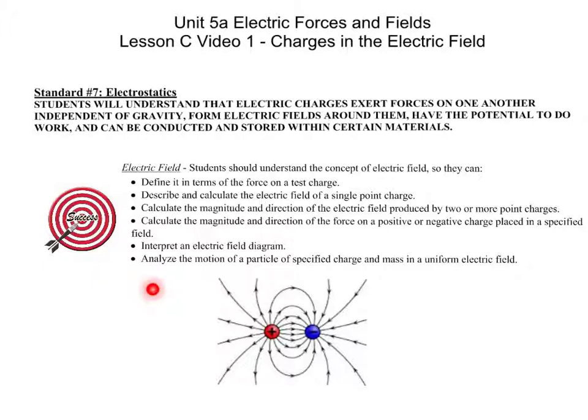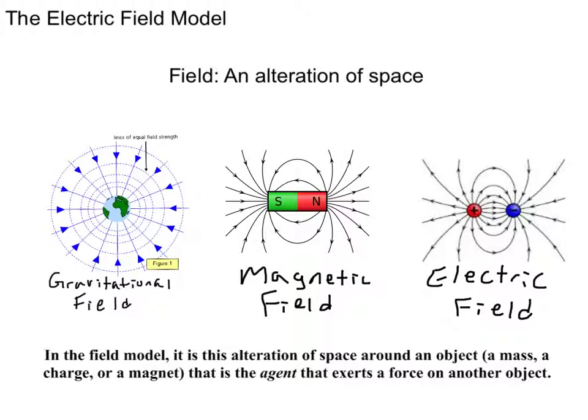In this video, we will introduce the field model and look at 2 examples that utilize it. So here we go. So what do we mean by field? All the term field means is that there's an alteration of space around whatever it is we're talking about. We can talk about 3 types of fields: the gravitational field, the magnetic field, and the electric field.